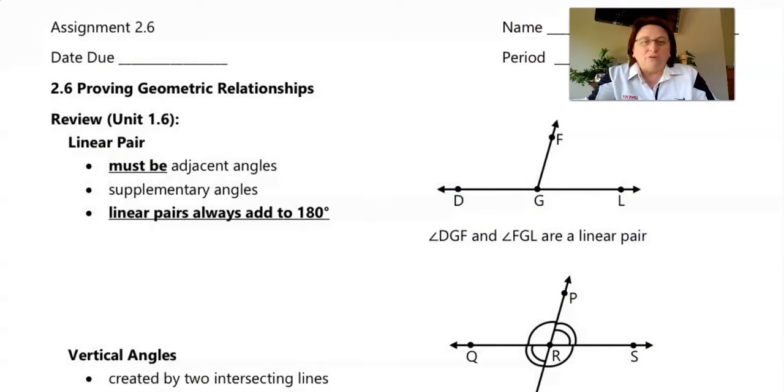Okay, so right here, first thing, and if you guys remember from 1.6, we have the linear pair. Now remember, a linear pair must be adjacent, that means they must share a vertex and share a side. They must be supplementary. They always add up to 180 degrees. And here's what a linear pair looks like. Again, this is review from what we talked about in 1.6.